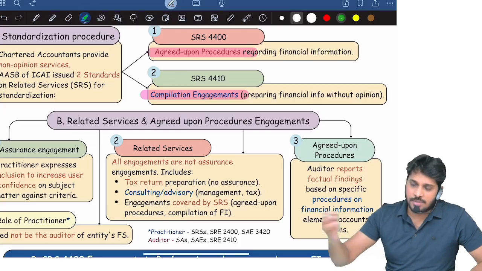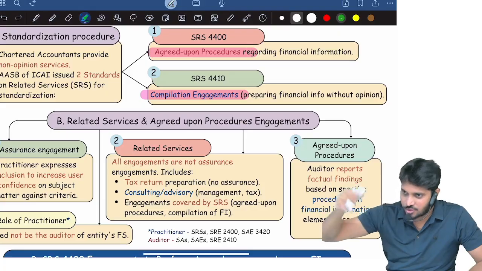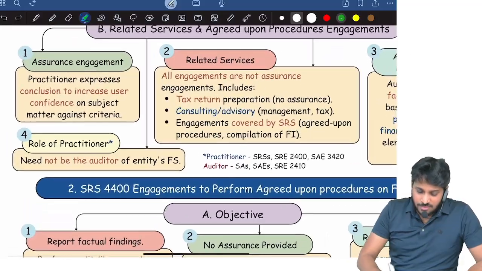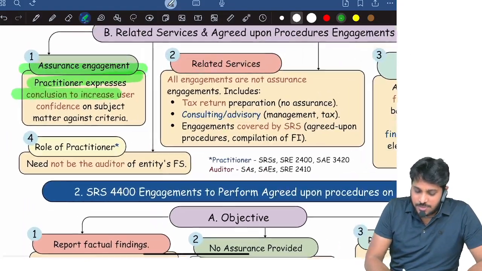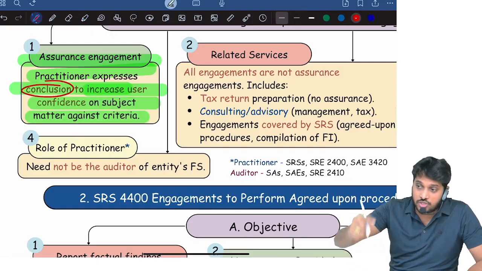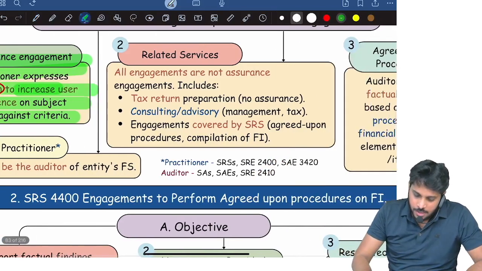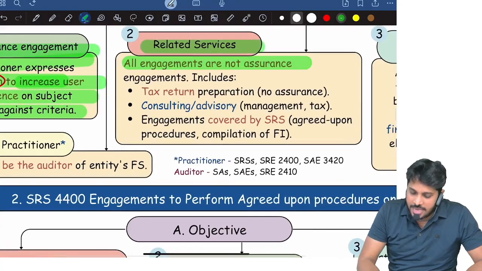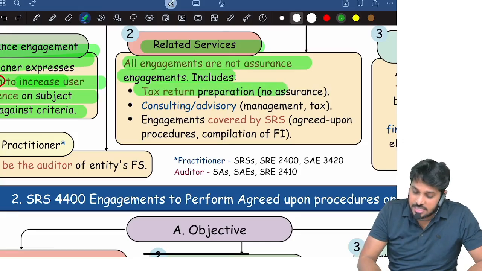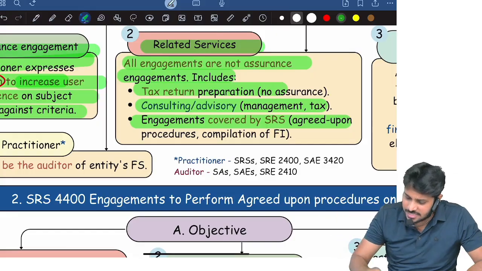Then compilation. Compilation means some companies specifically ask you for assisting them in preparing financial statements. So that is called compilation. Now, in an assurance engagement, the practitioner expresses conclusions to increase users' confidence. In audit, this conclusion is called an opinion. In a review, we simply call it a conclusion. Then related services. All engagements are not assurance. We can also provide some other services like tax return preparation, consulting, engagements covered by various related service standards.